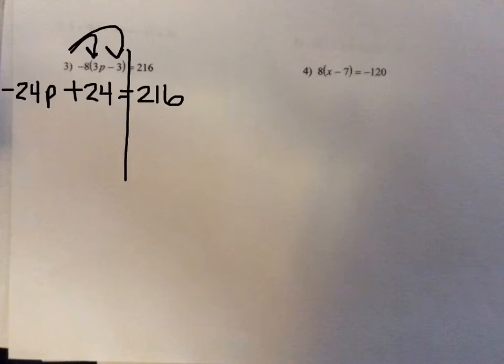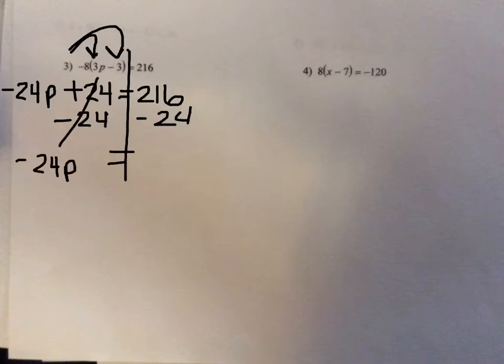I have all my p's on the left side, so I'm going to keep moving. Undo the addition or subtraction. So I've got a plus 24. I'm going to do the inverse of that and do minus 24 on both sides. 216 minus 24 is going to give me 192. So on the left side, I have just the negative 24p equals 192.